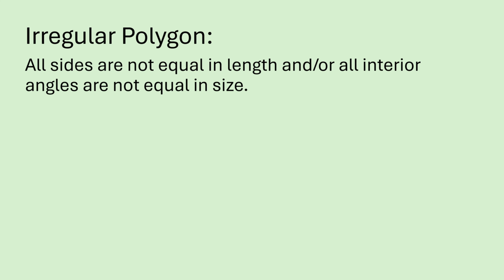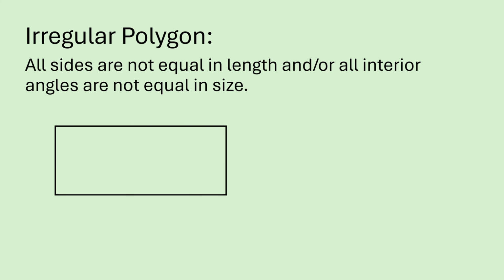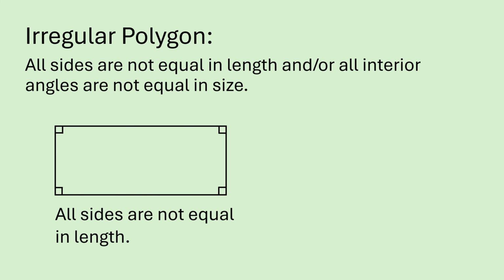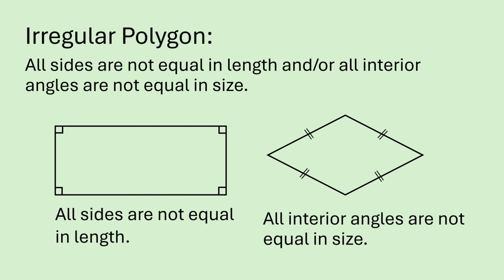Irregular polygon. All sides are not equal in length and/or all interior angles are not equal in size. This is an irregular polygon. All four interior angles are equal in size, but all sides are not equal in length. This is another example of an irregular polygon. All sides are equal in length, but all interior angles are not equal in size.